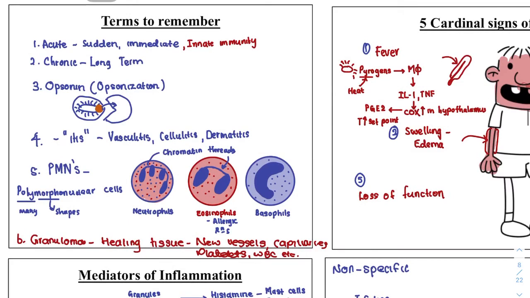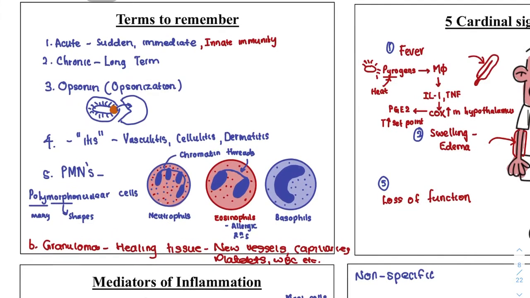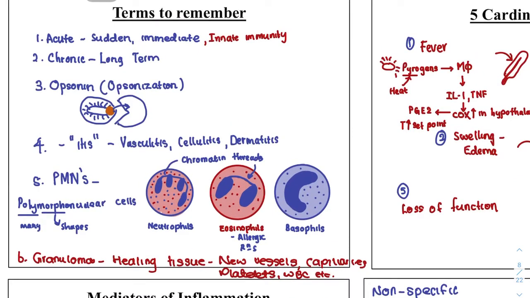So first of all, I'll talk about some terms that you need to remember. First, inflammation is of two types. One is called acute inflammation. Acute means sudden and immediate. It's an immediate reaction against any stimuli, such as an infection. So this is a form of innate immunity where it's not specific to a certain pathogen. In this, neutrophils are involved. Then there is long-term inflammation. That's chronic inflammation. That's a more specific reaction against, let's say, a persistent stimuli, something that's causing continuous inflammation.